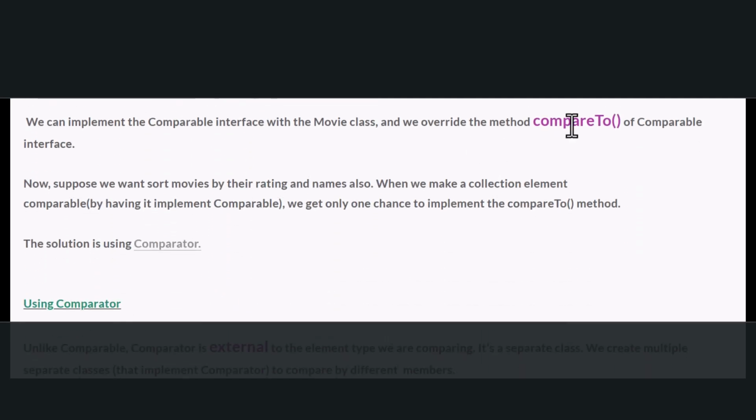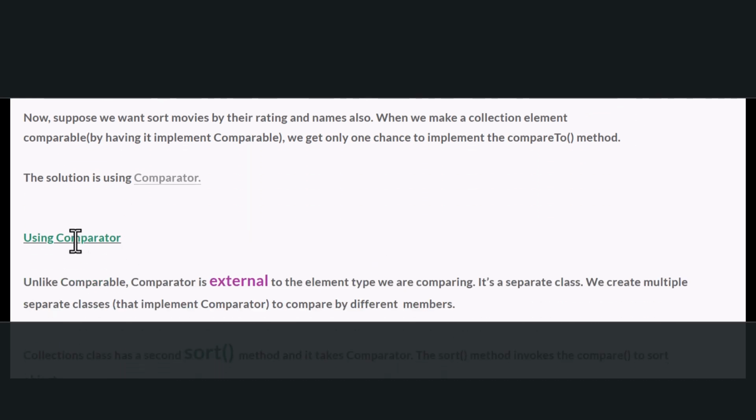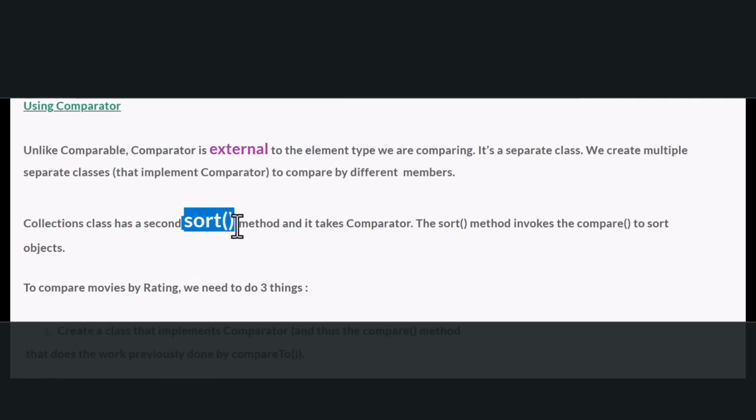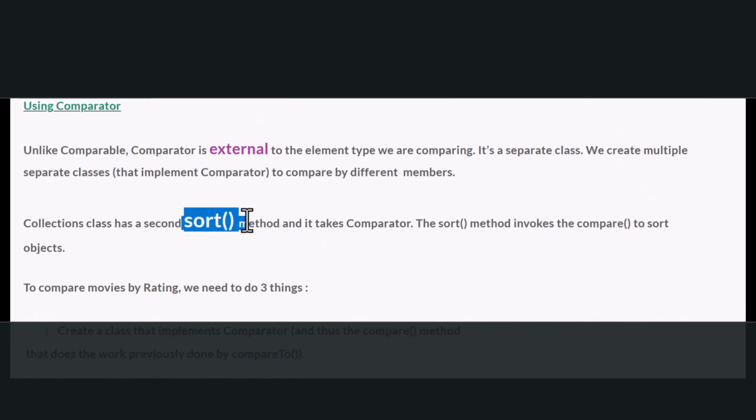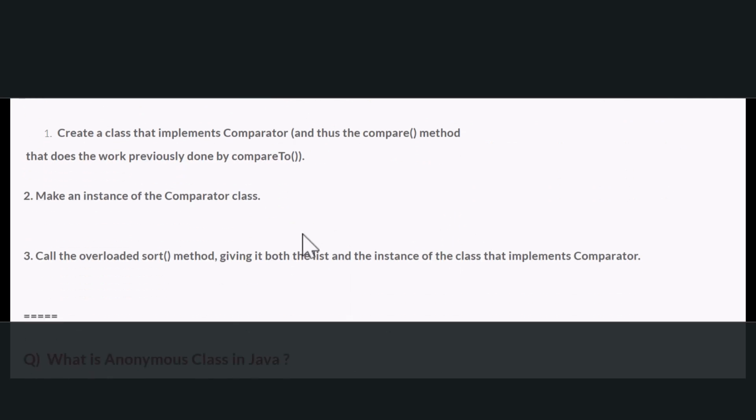The most important thing is we can implement the comparable interface and override the compareTo method of the comparable interface. And let's say if you want to do customized sorting, then we'll be using a comparator. Basically, comparator is external to the element. That is, we need to create a separate class and we'll be using the compare method. Over there, we are using the compareTo method, and over here, we are using the compare method. The compare method is basically used to make the customized comparison.